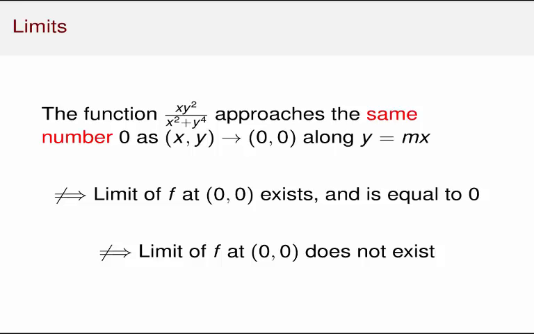So there's still more work to be done, and what we're going to do next is to show that we can find another path, different from straight lines, that actually gives us a different limit. And from there, we'll be able to conclude that the limit of our function at the origin does not exist.